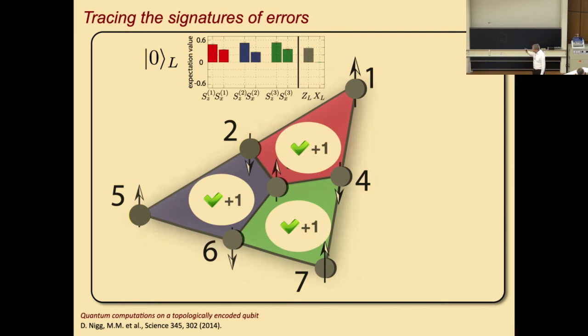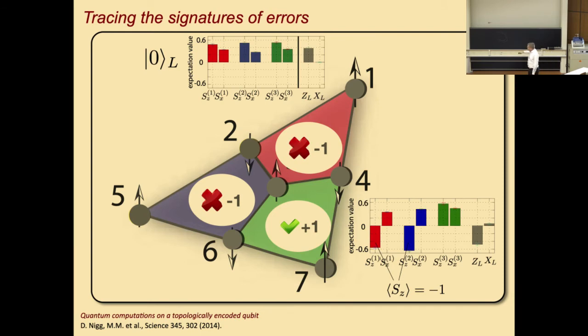And ideally, as I explained to you, we would have liked to see here a feature where we have +1 eigenvalues on all plaquettes, and this is what we saw roughly in this experiment. However, you see this doesn't really go up to 1, but stays at a lower value. But still, qualitatively, one could see this feature.